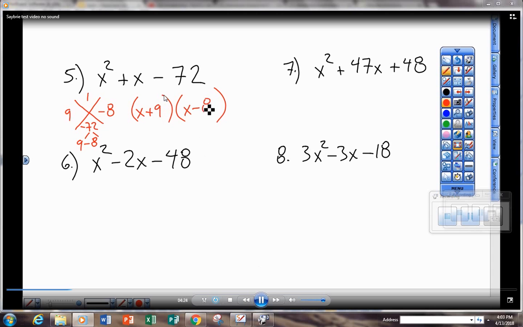And also remember, this is just factored. It's not solved. And of course, you could flip that around to write x minus 8 first, and then x plus 9 second.